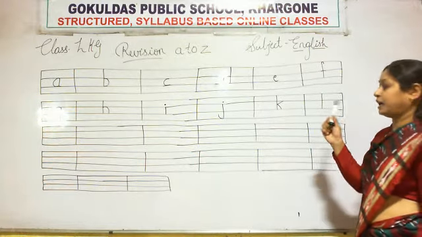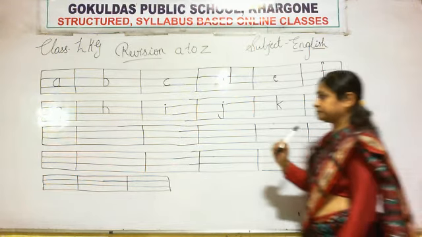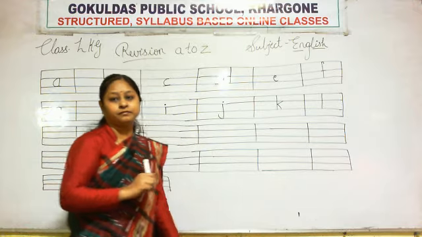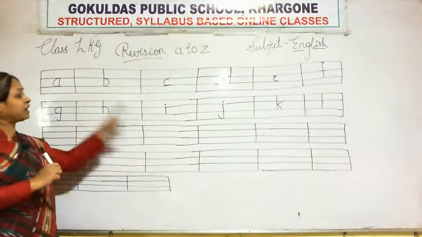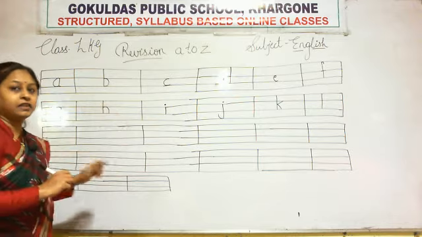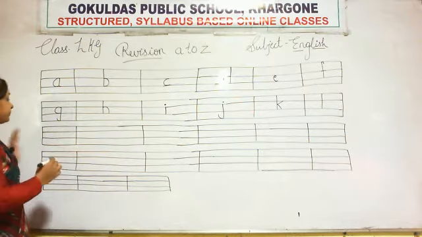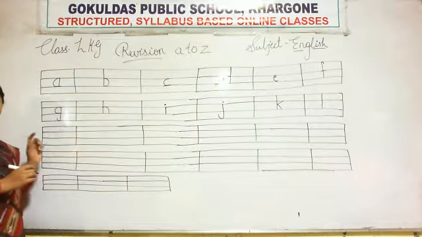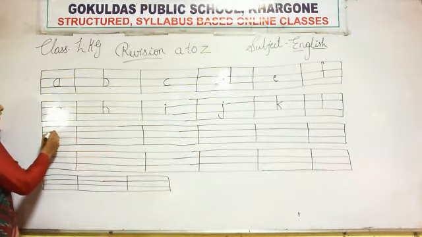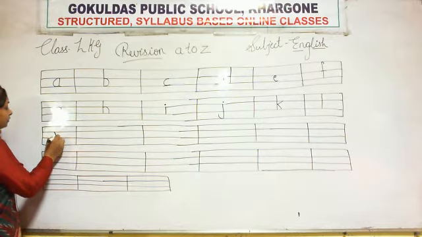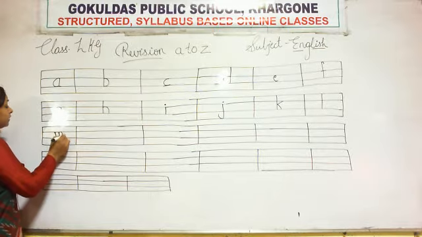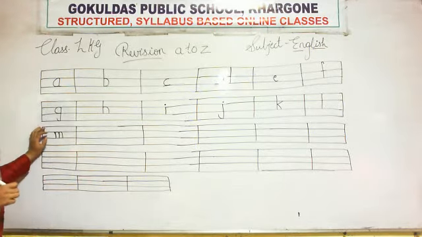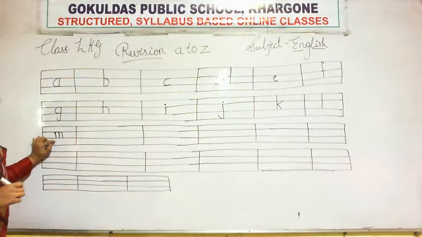Okay? L. After L, which letter will come? M. And m you have to write between two lines only. Look here. Down, up, curve, down, up, curve, and down. Like this. You have to write letter m. Which letter is this? Small letter m. This is a small letter, that's why we are writing in two lines. Okay.